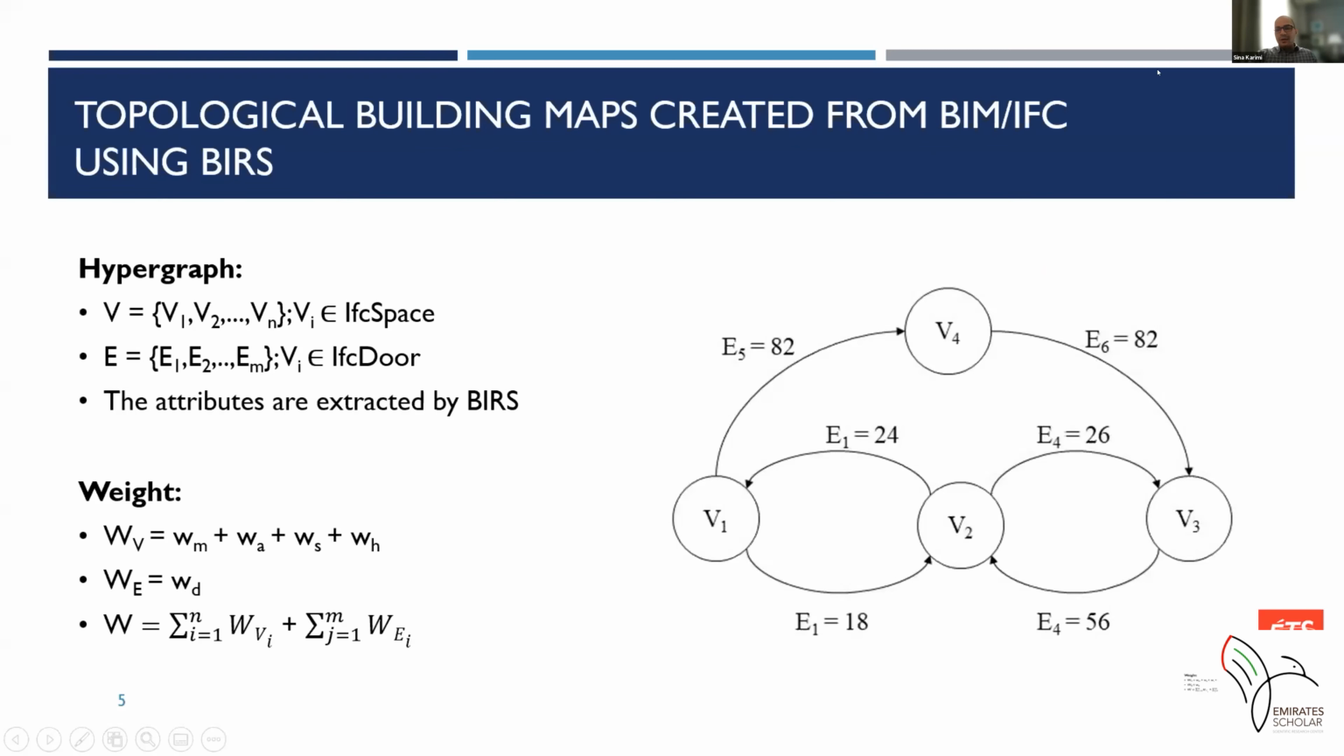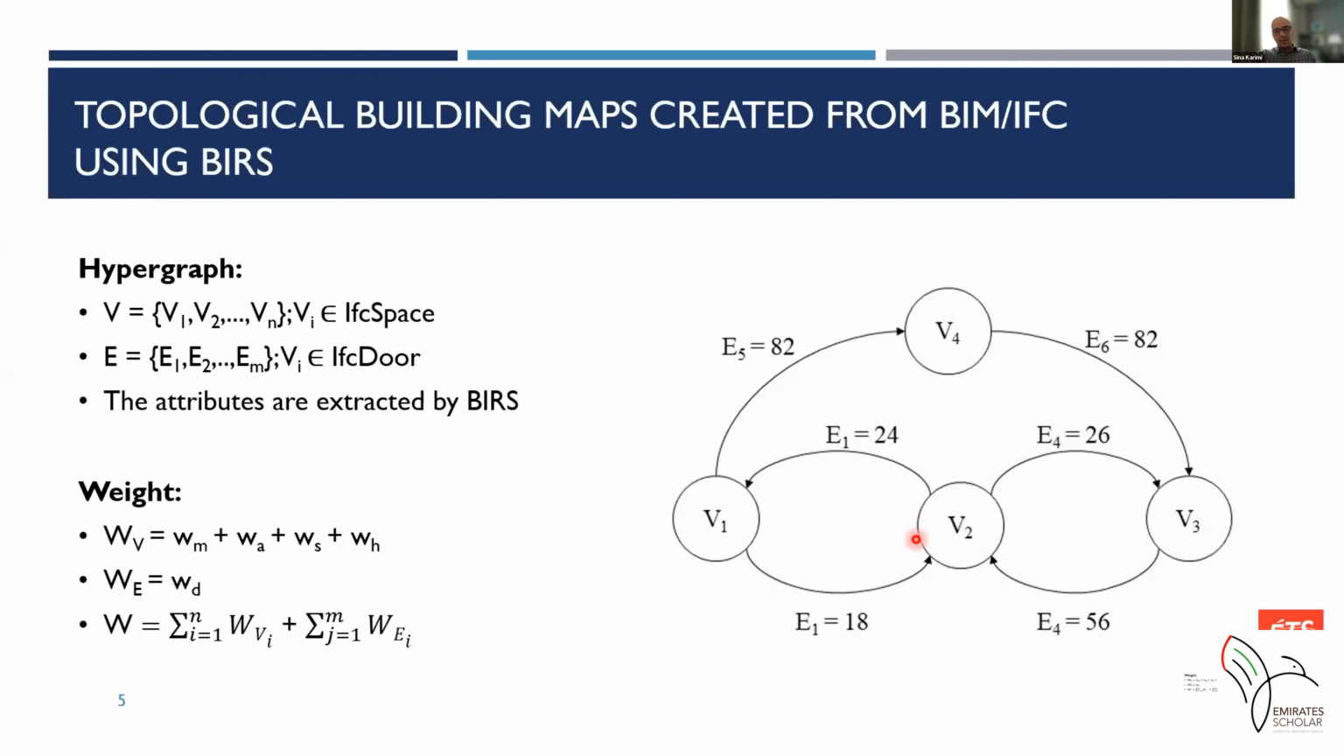So when we have all the information stored in our topological maps, which is created by BIRS, we can create a hypergraph of the topological map. This hypergraph is created by nodes and edges. The nodes are the IFC spaces, and the edges are IFC doors, and all the attributes are extracted by BIRS. As you can see, these nodes are building spaces or building rooms that we extracted from IFC, and then we assign weights to each transition from one node to the other one.